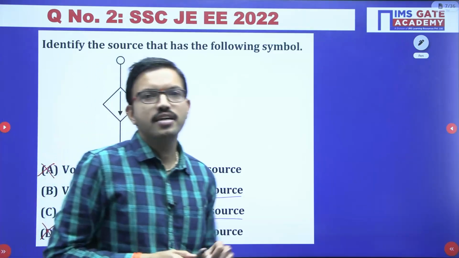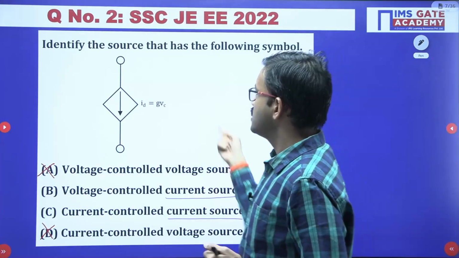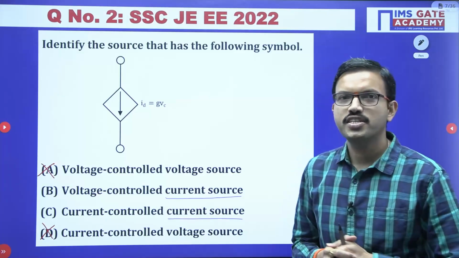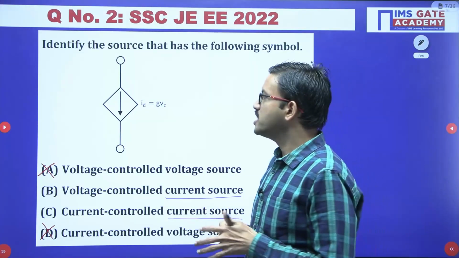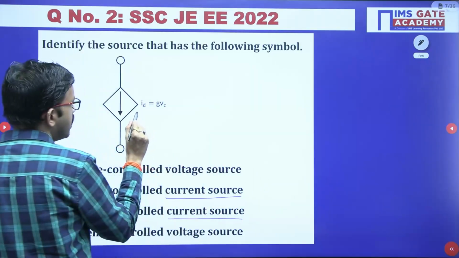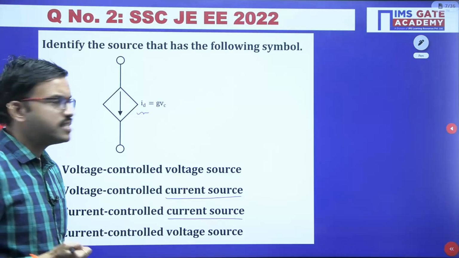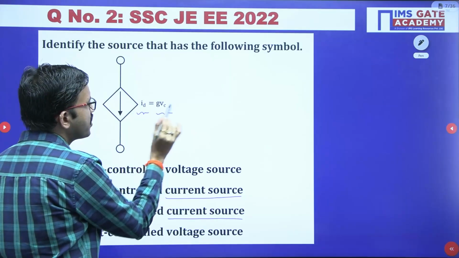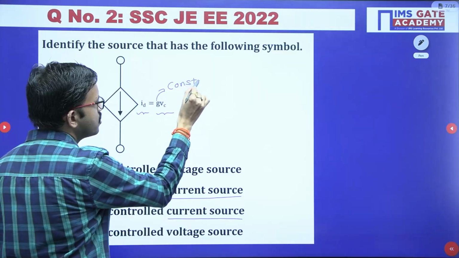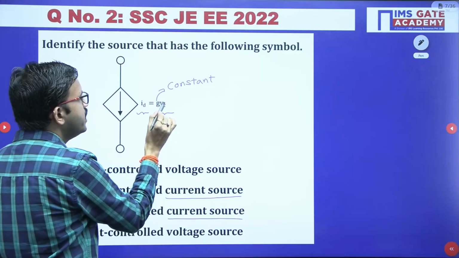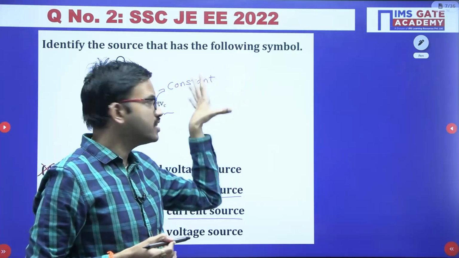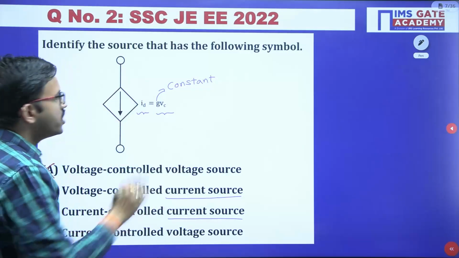Now tell me whether it is a voltage controlled current source or a current controlled current source. This is the most important. Just observe here, this current source value is ID, that is equal to G into Vc. Here G is a constant. Here Vc is the voltage across some branch in the circuit, the voltage across some element.